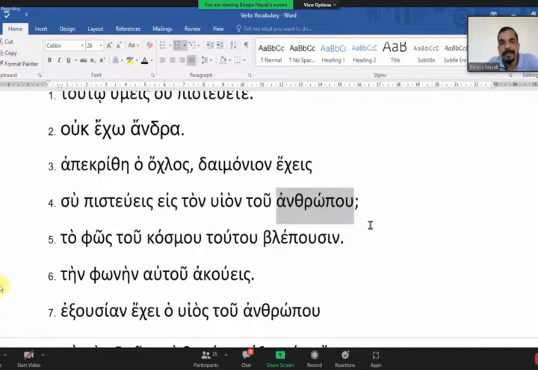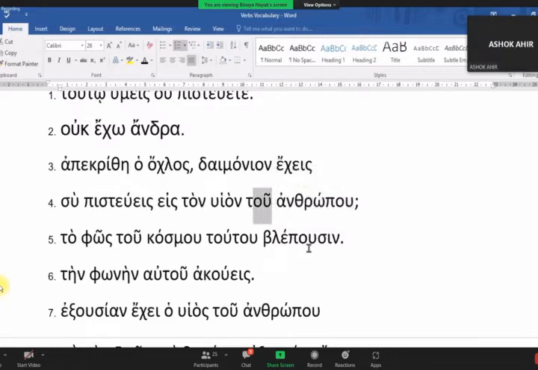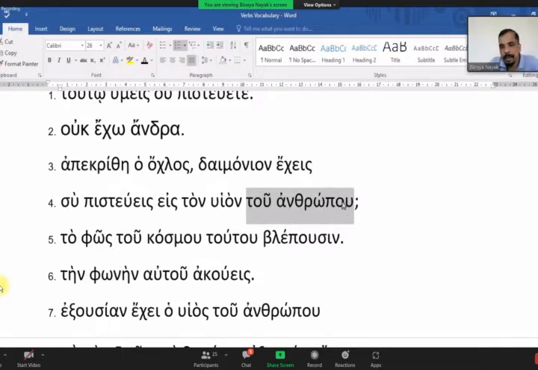And it is in which case? Genitive. If you look at the endings here, I'm just trying to highlight, see, these are all same. So here you have the same ending, so they agree with each other. What we said earlier is that the article has to agree with the antecedent or the noun which it represents, right? So here it is marked tou because of anthropou. So what does this mean? Of man. Anthropou is man or a human being, we say. So how do we translate ton huion tou anthropou? The son of man.